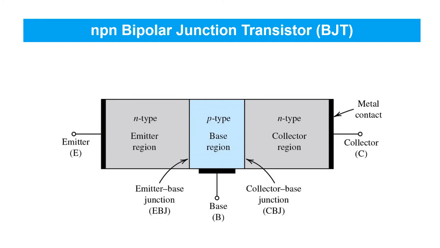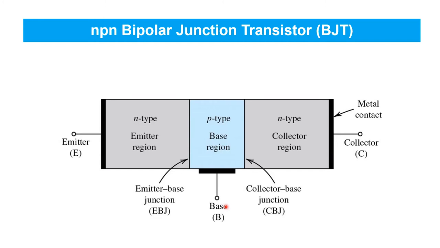Here's the NPN BJT. Again, we've got an emitter metal contact in the N-type region on the left, base contact here, collector contact on the right, and the transistor is activated by forward biasing the emitter base junction. But in this case, forward biasing it means putting the base voltage higher than the emitter voltage. And to have it operate in active mode, the collector base junction needs to be reverse biased, which means the collector needs to be at an even higher voltage than the base.